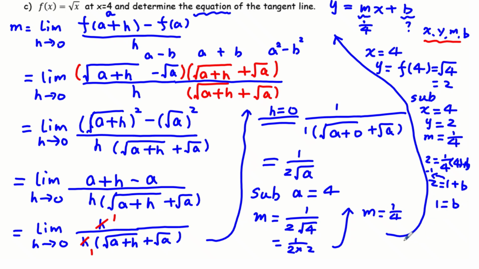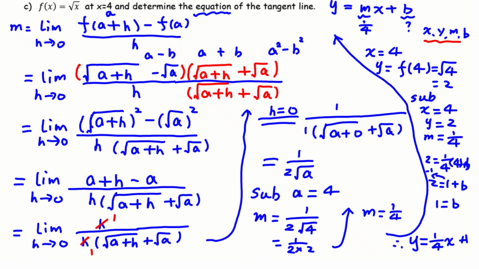We could write the equation out. Therefore, the final equation is 1 over 4 x plus 1. So this is the equation of the tangent line at x equals 4 for function f at x.